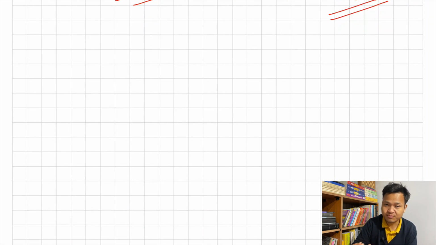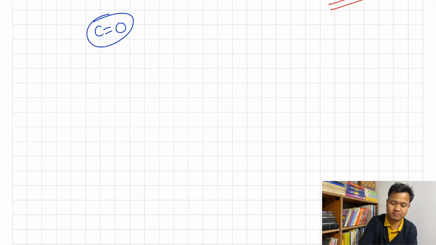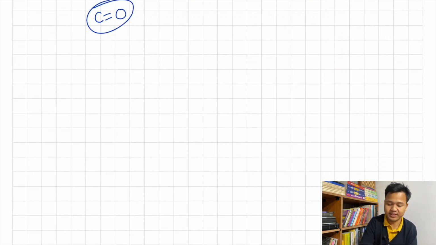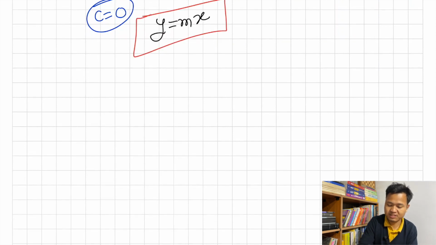Okay, so now next portion, what happens when the intercept becomes 0? When c becomes 0, how will the graph look? So if c is equal to 0, the equation becomes y equals mx. The general equation is y equals mx plus c. So if c is 0, then y equals mx is the equation.